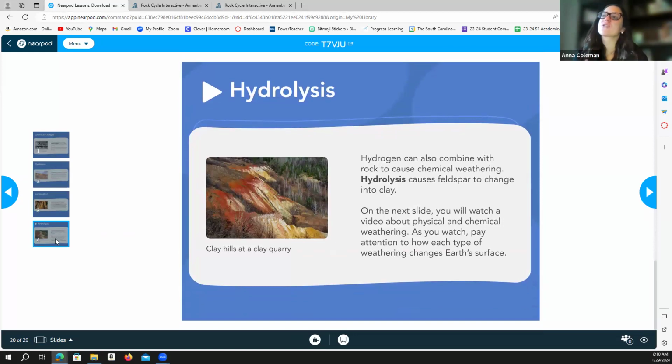Hydrolysis. So this is hydrogen that can also combine with rocks to cause chemical weathering. Hydrolysis causes feldspar to change into clay. Again, a chemical change. So on the next slide, you're going to watch a video about physical and chemical weathering. As you watch, let's pay attention to how each type of weathering changes the Earth's surface.